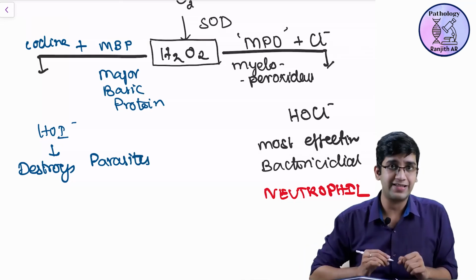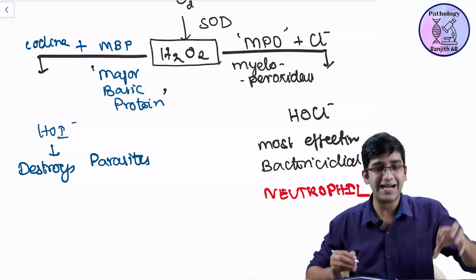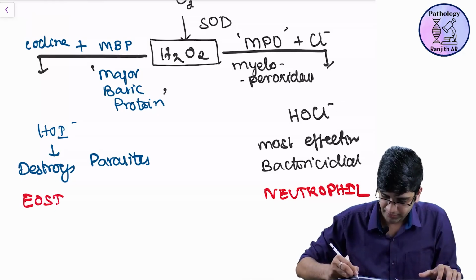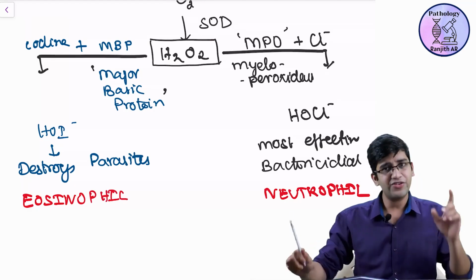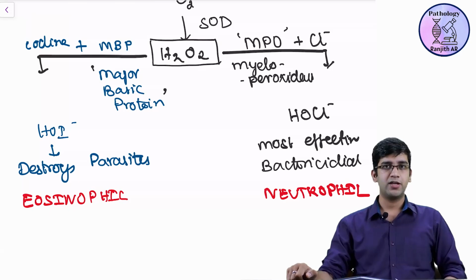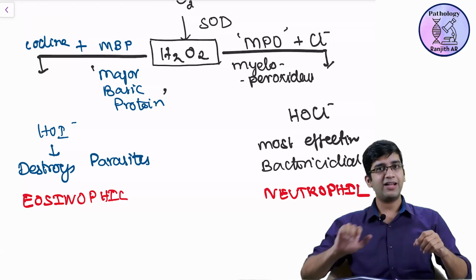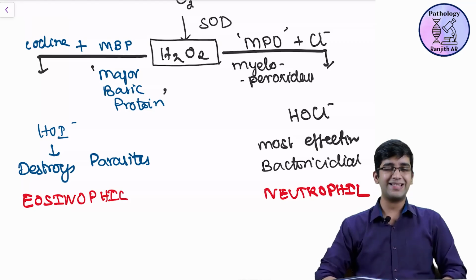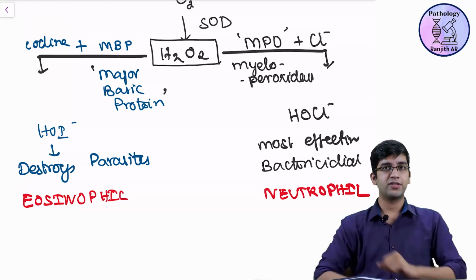It's going to destroy the parasites. And this major basic protein is seen maximum in eosinophils. See, now the plate changes. So what we have read till now is, when I have parasitic infection, I have eosinophilia. That's what you have been reading, even sometimes from your 12th standard. Parasites, eosinophilia. It's actually the reverse.